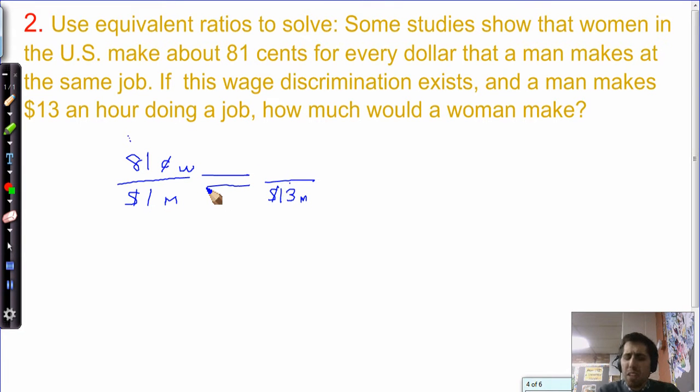And the reason we're going to look at this problem is because 81 cents to a dollar, rounded up, is pretty close. But let's see what it actually turns out to be when you're talking about the real value of a job. So what did we do to the denominator in this case? Well, we multiplied by 13. So we're going to be able to solve this if we just multiply the numerator by 13 as well. So let's do 81 times 13.